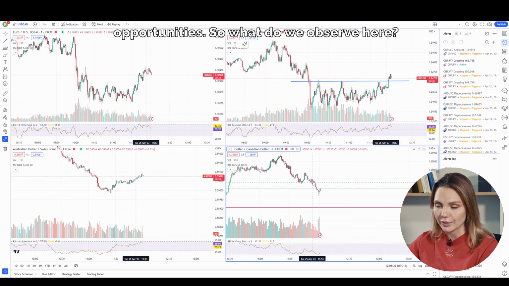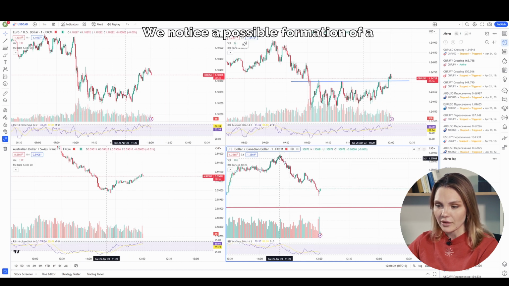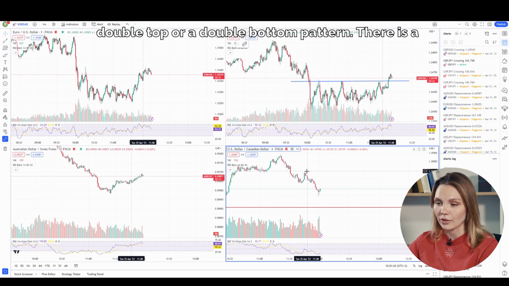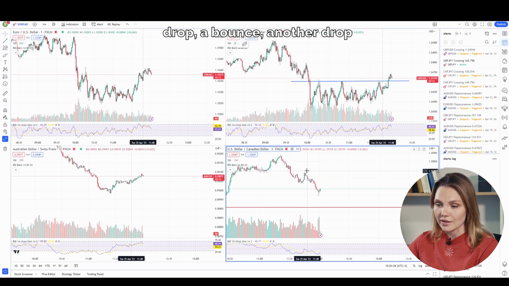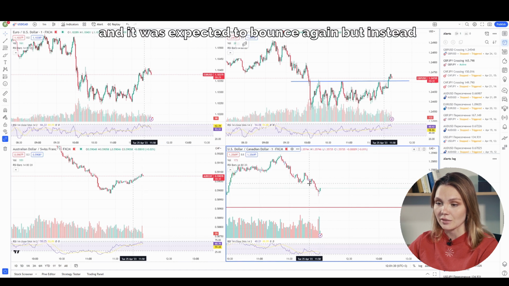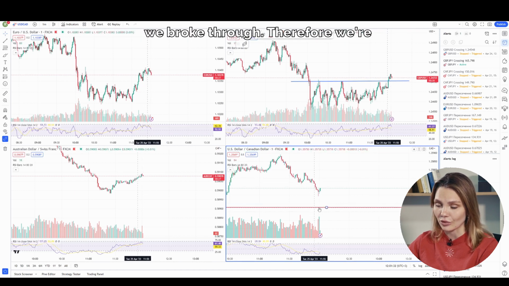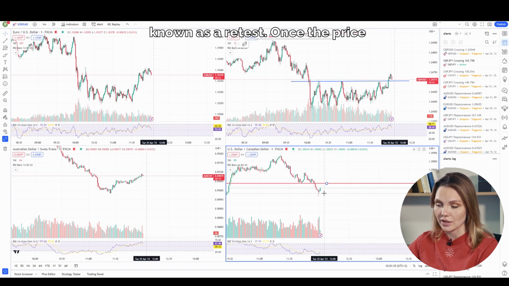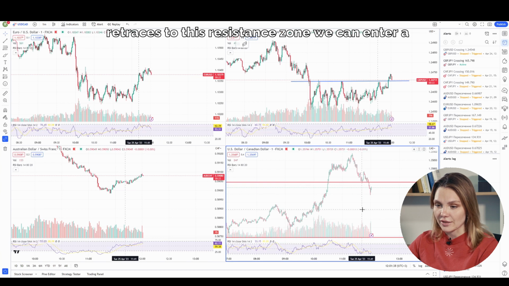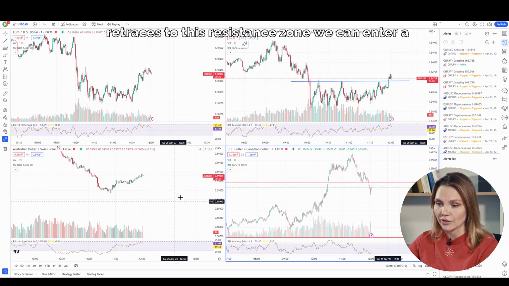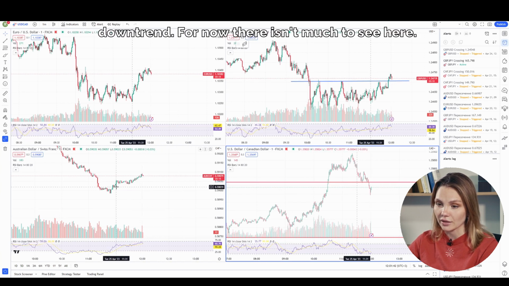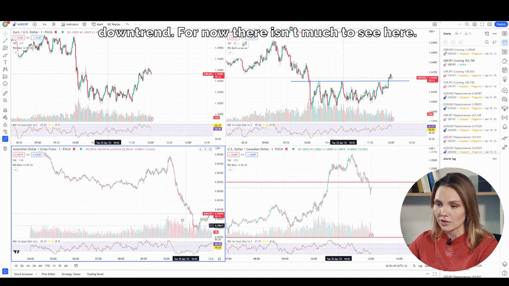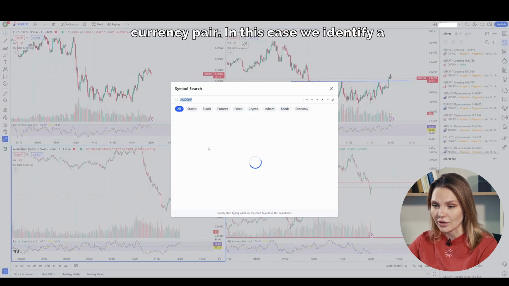So what do we observe here? We notice a possible formation of a double top or double bottom pattern. There is a drop, a bounce, another drop, and it was expected to bounce again, but instead we broke through. Therefore, we're waiting for the price to approach this point, known as a retest. Once the price retraces to this resistance zone, we can enter a trade for a 2 to 3 minute downtrend. For now, there isn't much to see here. Let's proceed to the next currency pair.